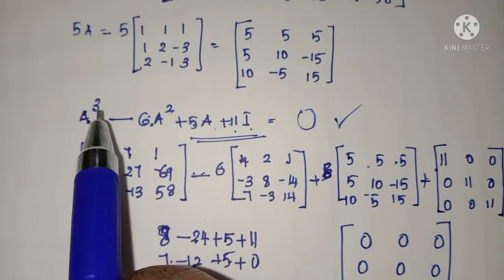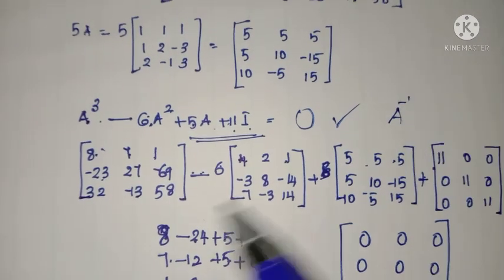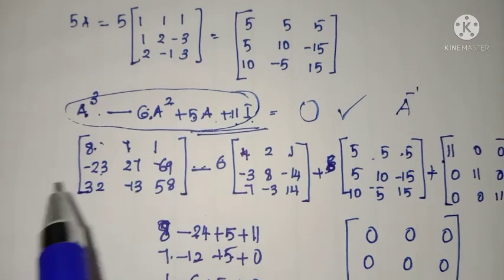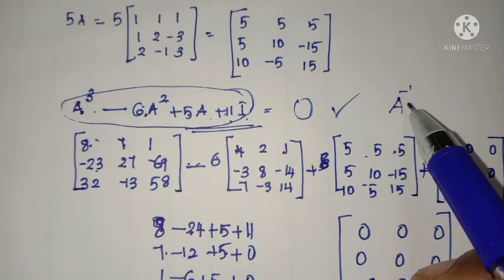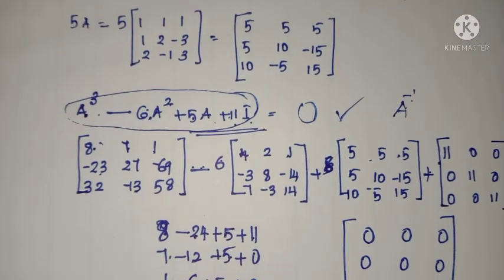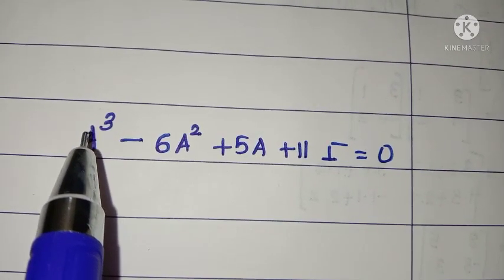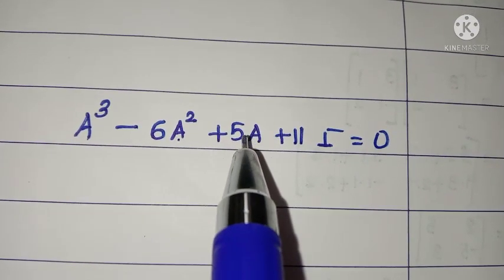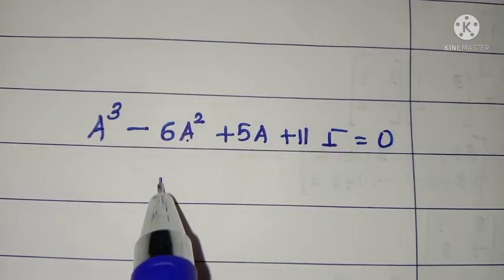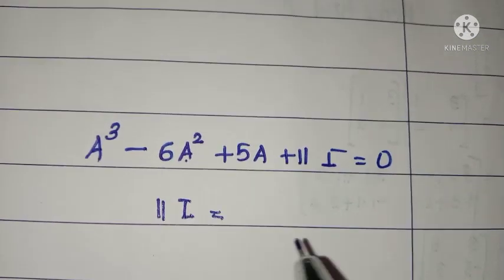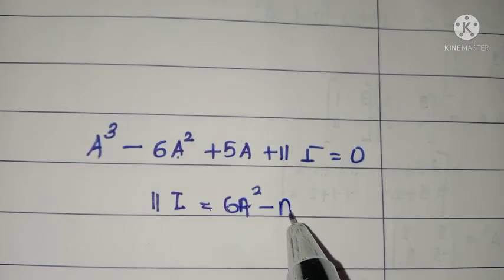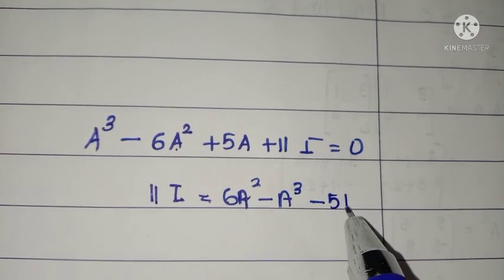Next we want to see from this equation what is A inverse. Find means, from the given matrix equation we want to find what is the inverse of the matrix. Listen children, we have A cube minus 6A square plus 5A plus 11I is equal to 0. From here write 11I. What is 11I? 11I is equal to 6A square minus A cube minus 5A.